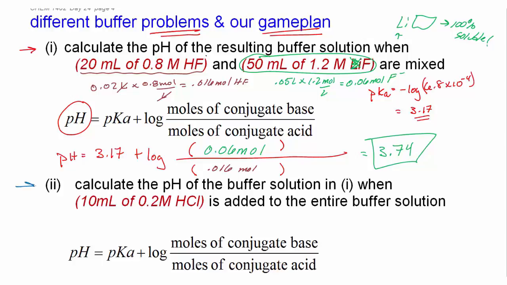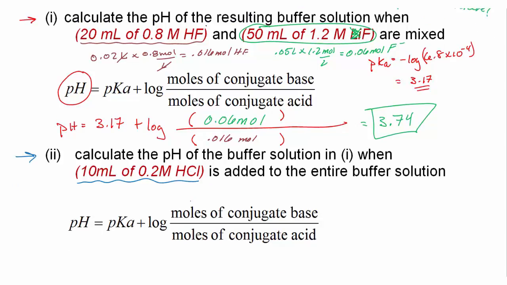Okay, problem type 2. It wouldn't be much of a buffer if we didn't add some acid or base to it. So that's what this question's about. Calculate the pH of the buffer that we just prepared when 10 mL of 0.2 molar HCl is added to the entire buffer solution. So use the exact same equation, our modified Henderson-Hasselbalch equation. Our pKa we said was 3.17.